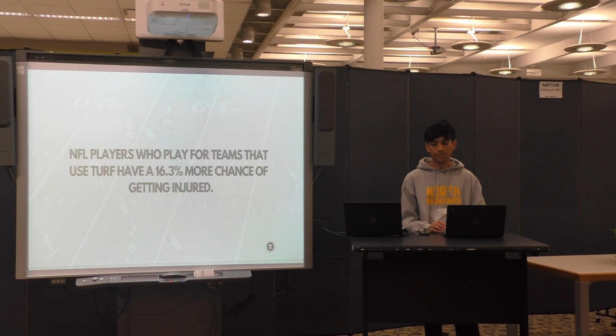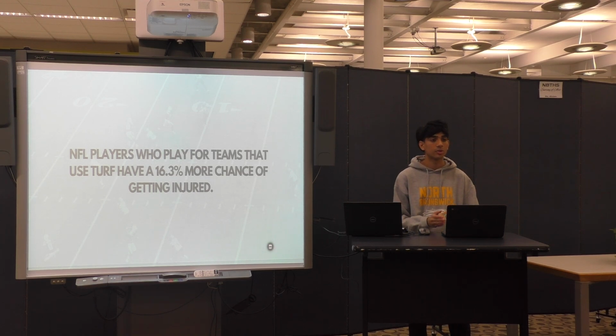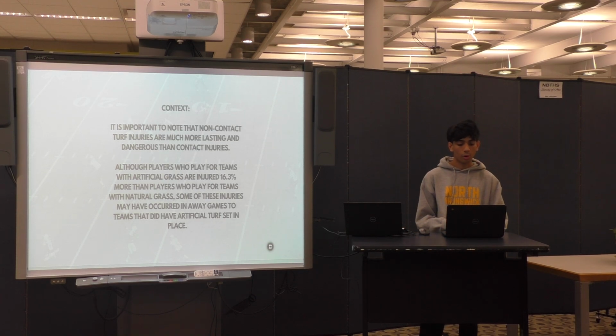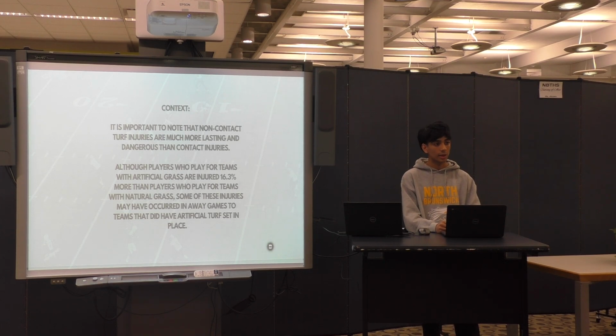NFL players who play for teams that use turf actually have a 60.3% greater chance of getting injured. Now, this might not be an astonishing number, but it's important to understand the context. This is a broad study, and non-contact turf injuries are much more lasting and dangerous than contact injuries. ACL tears and PCL tears can take up to a year or two to even heal. ACL tears last up to 8 to 9 months, and when a player receives this injury, it takes them almost a year and a half to get back to their regular athletic level.